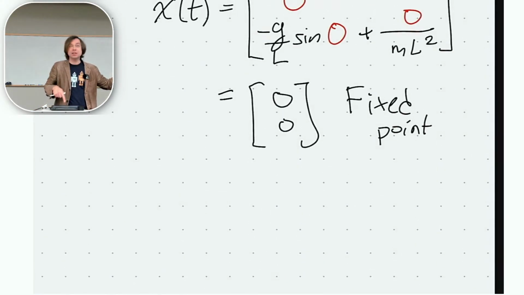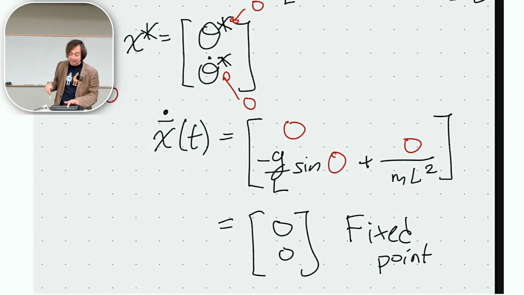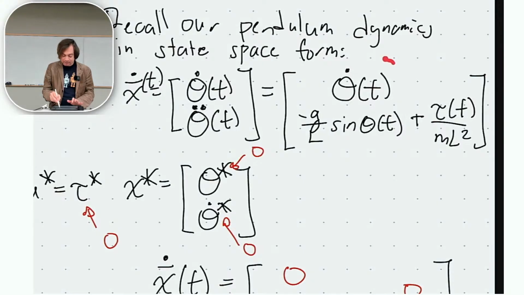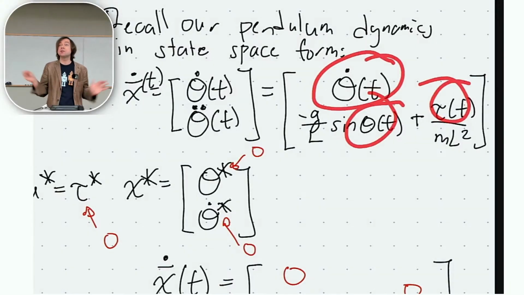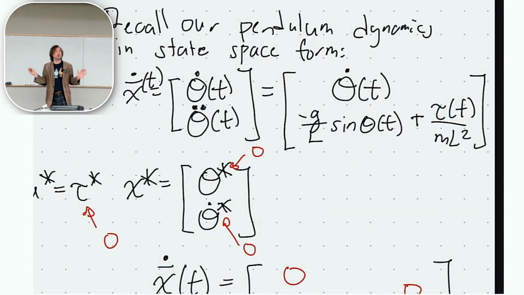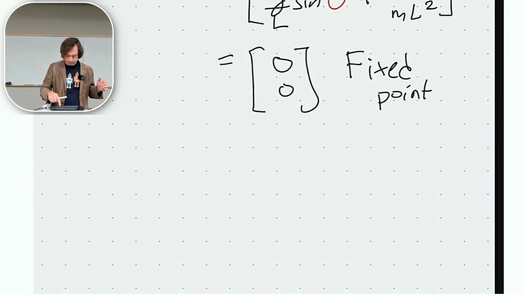So even for systems that you do not have intuition for, all you need to do is find all the states and inputs that make your fixed point 0. That's how you find a fixed point. Okay? All right. Any questions about that?